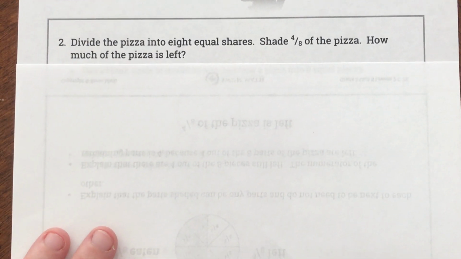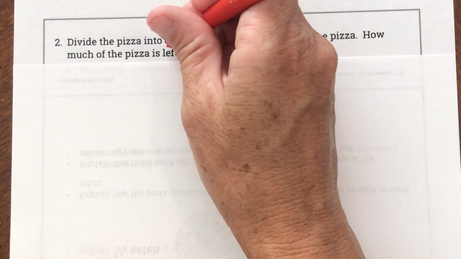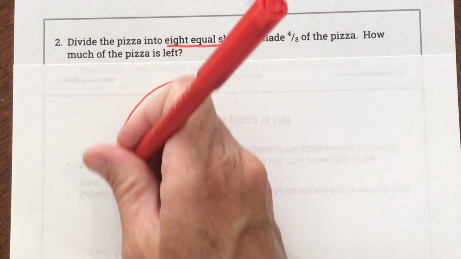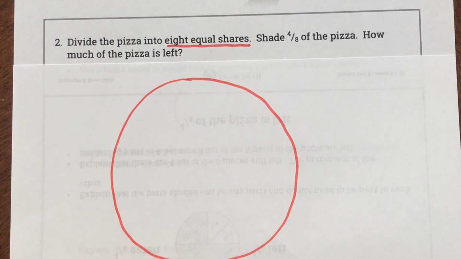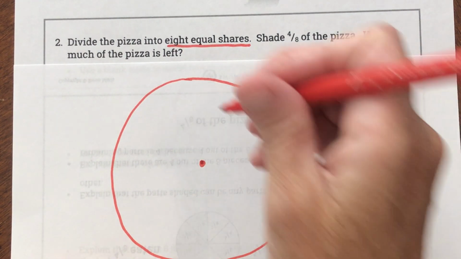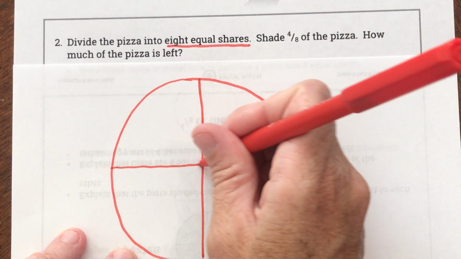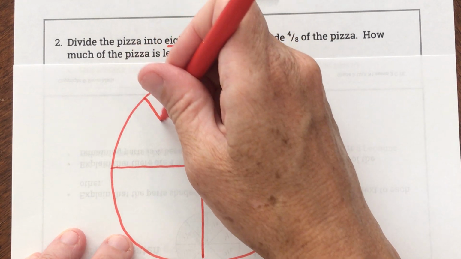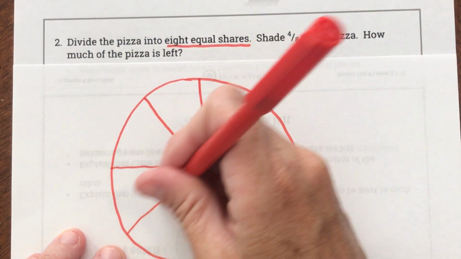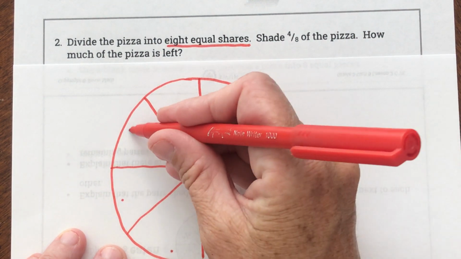This one says, divide the pizza into 8 equal shares. Shade 4/8 of the pizza. How much pizza is left? Okay, so let's go back to the beginning. Divide the pizza into 8 equal shares. Pizza is usually round, and when I divide circles, I need to have all my lines go through the center. So for 8 equal shares, I could go that way, I could go that way, and then I could cut each of those in half. Let's double check that I have 8. 1, 2, 3, 4, 5, 6, 7, 8.